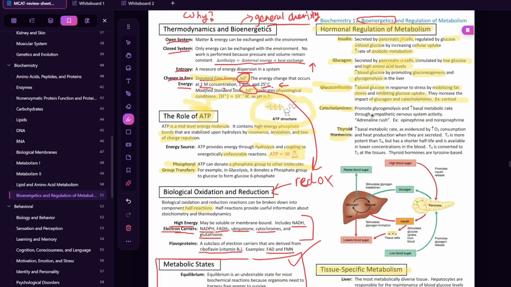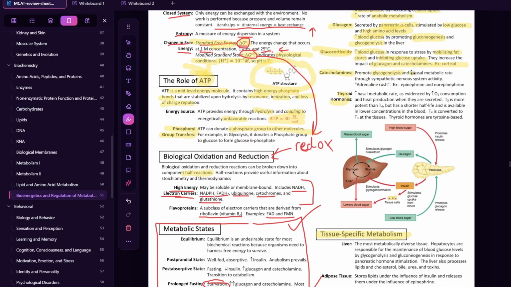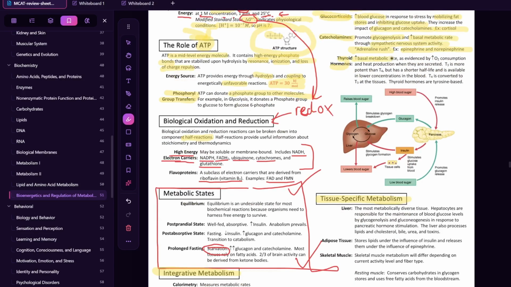An example is cortisol. Catecholamines promote glycogenolysis and increase basal metabolic rate through sympathetic nervous system activity. It's like your adrenaline rush. Examples are epinephrine and norepinephrine. Thyroid hormones increase your basal metabolic rate, evidenced by O2 consumption and heat production when secreted. T3 and T4. Of the two, T3 is more potent, but it has a shorter half-life and is available in lower concentrations in the blood. T4 is converted to T3 at the tissues, and thyroid hormones are tyrosine-based.